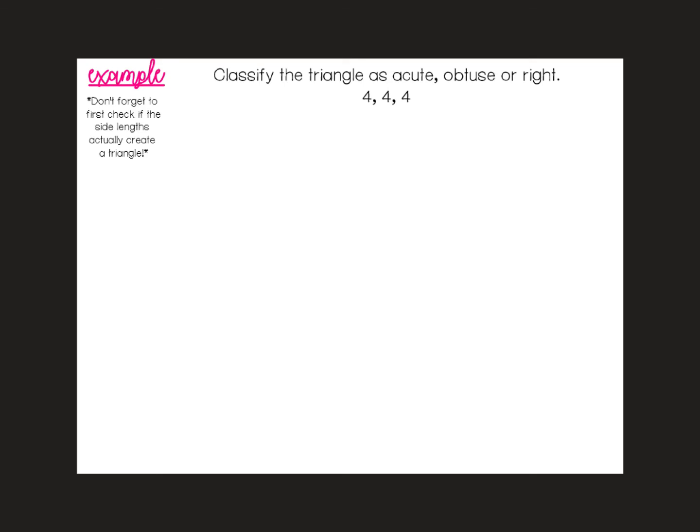For this next one, they're 4, 4, and 4, so they are in order. Is it a triangle? Hopefully you already know the answer is yes, because 4, 4, and 4 would be equilateral. But if you want to double check, 4 plus 4 is greater than 4, and no matter how I rearrange those, it's always going to be the same thing. So yes, this is a triangle.